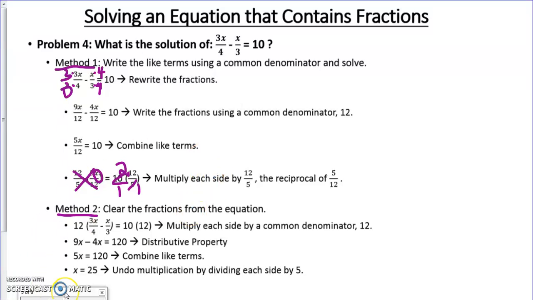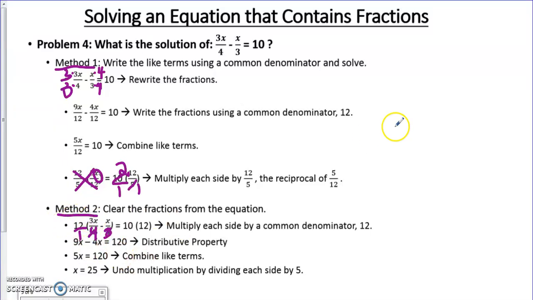Now, here, we can clear the fractions from the equation from the beginning. Okay? We know that the common denominator is 12, so if you don't like to deal with fractions, just multiply everything by 12. Okay? By multiplying the fractions by 12, the denominators go away. Okay? You multiply everything by 12.